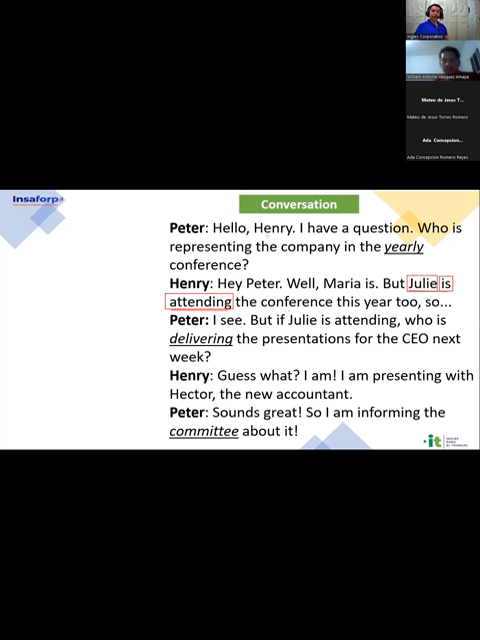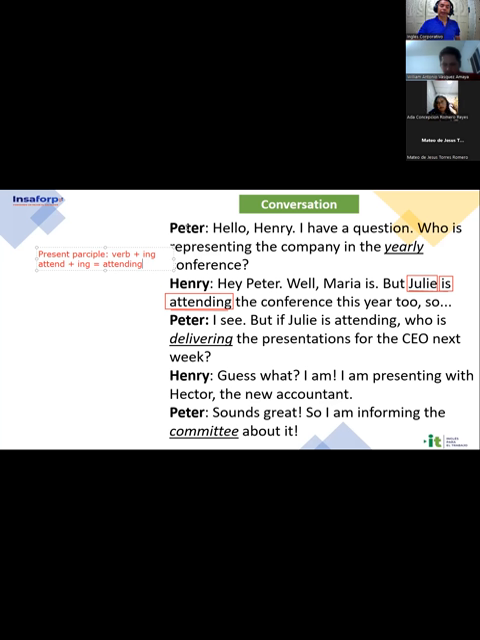What is a present participle? It's a verb plus ing. For example, in this case, the word attend, asistir, plus ing equals attending, asistiendo. Julie está asistiendo, or asistirá, because you're talking about the future, right?